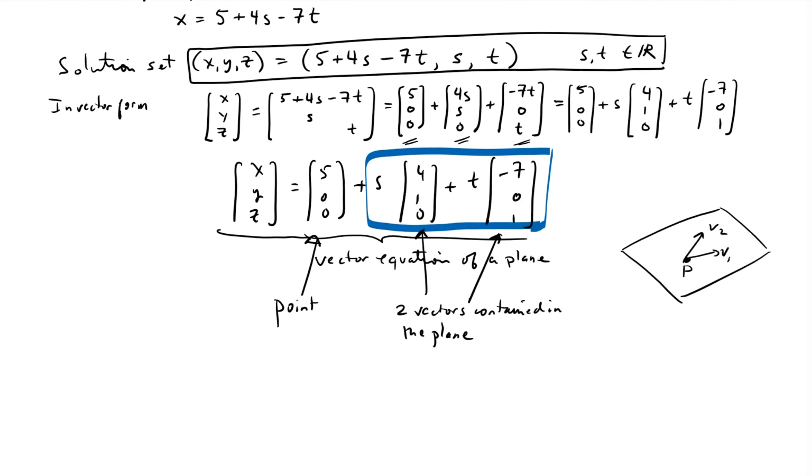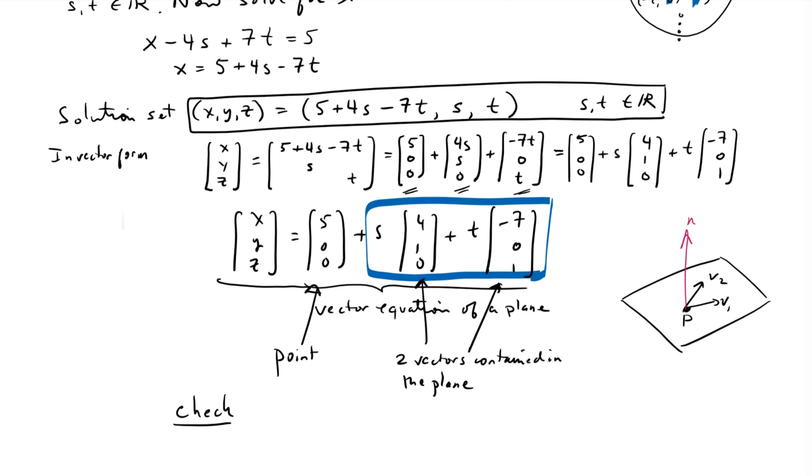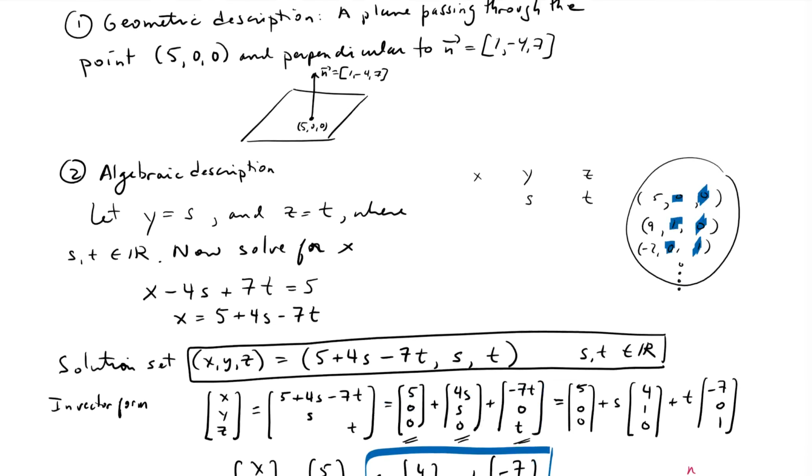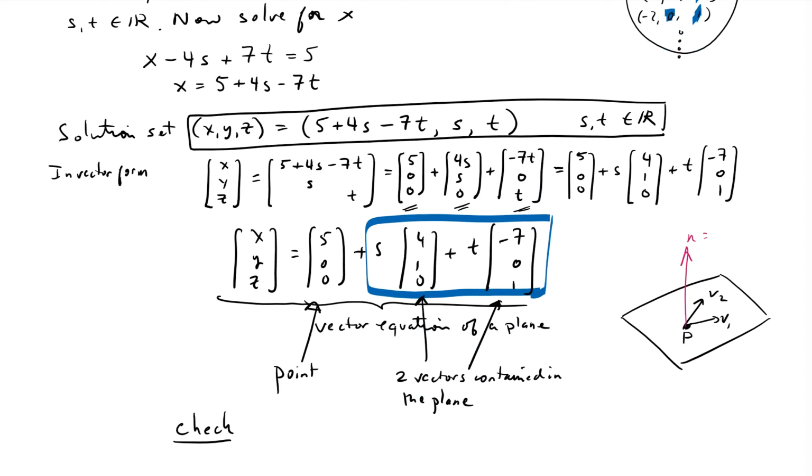Let me just show you that you can check that this makes sense. Remember, we knew the vector n that was perpendicular to the plane. What was it again? n was (1, -4, 7). You collect the coefficients of x, y, and z. So if the values that we obtain, like v1 is (4, 1, 0), and v2 is (-7, 0, 1), if this is correct, v1 and v2 should be perpendicular to n.